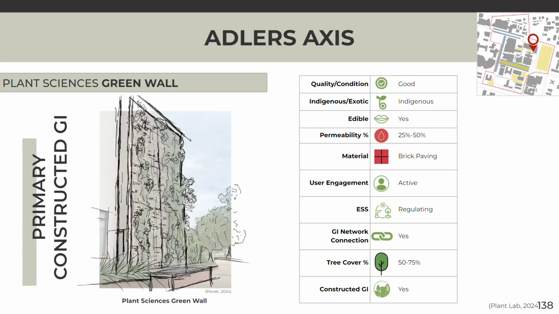This is the green wall at the Plant Sciences Building, which is identified as another primary green infrastructure, which consists of good quality hard and softscapes, indigenous vegetation with edible leaves, only a 25 to 50% permeability percentage. It is an inactive space, but consists of regulating, supporting, and provisioning ecosystem services. It is part of a green corridor and has a 50 to 75% vegetation cover percentage.